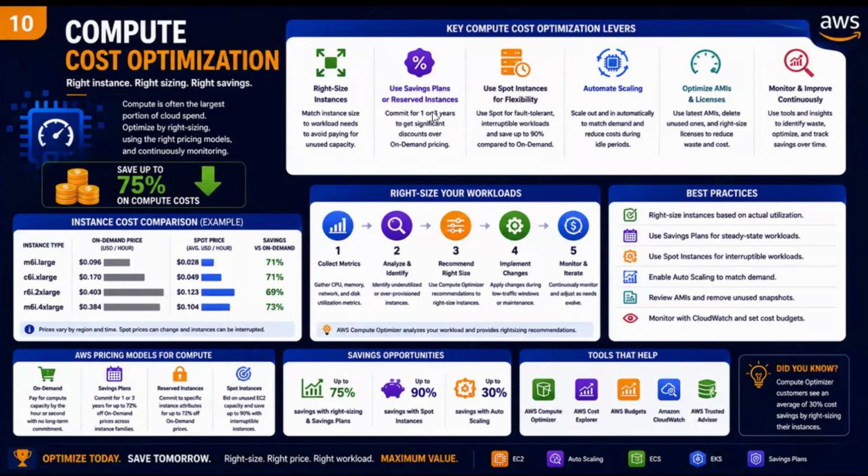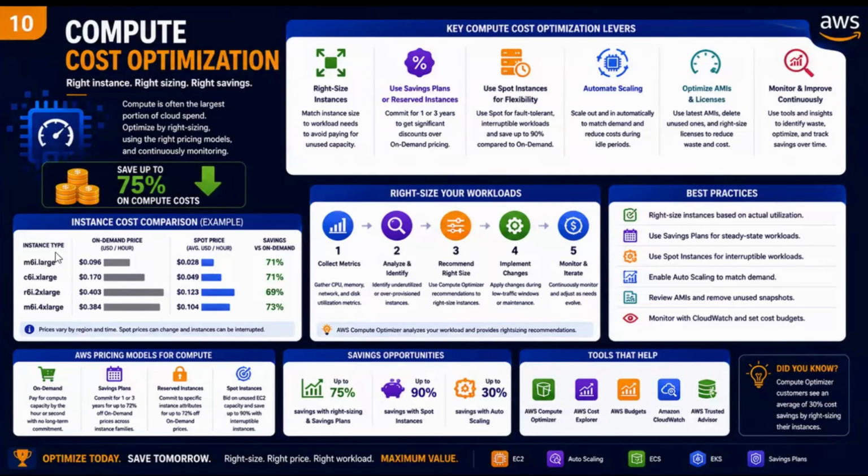So Savings Plans and Reserved Instances, and Spot Instances for flexibility, and automated scaling, which is Auto Scaling, and optimize the AMIs. Use the latest AMI and delete the unused ones, and right-size to reduce waste and cost. And lastly, monitor and improve continuously. So understanding this EC2 instance comparison.